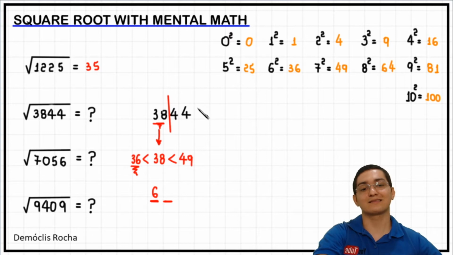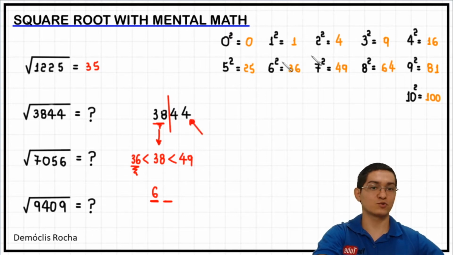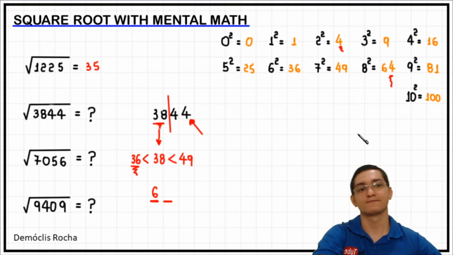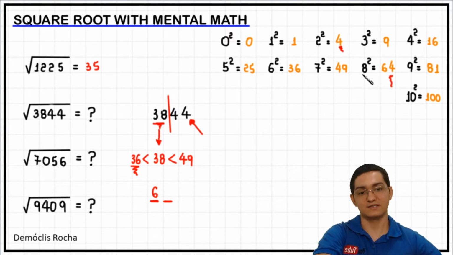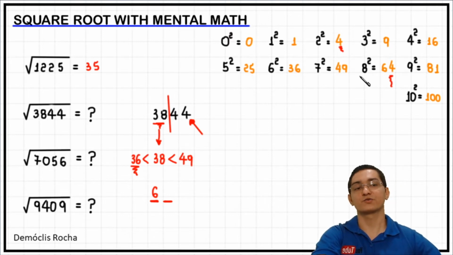Now we are missing the ones digit. And for that, we look at the last digit here. The last digit here is 4. Where do you see 4 here? In the ones place. You see 4 here and you see 4 here, right? So the ones digit is going to be either 2 or 8. But how do you find which one? Okay, that's a good question.